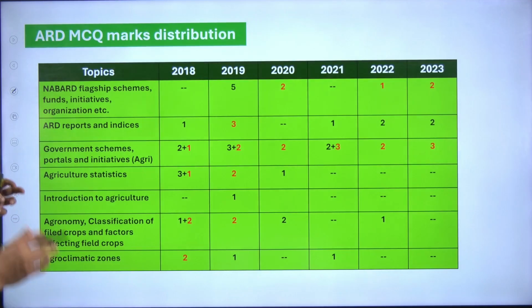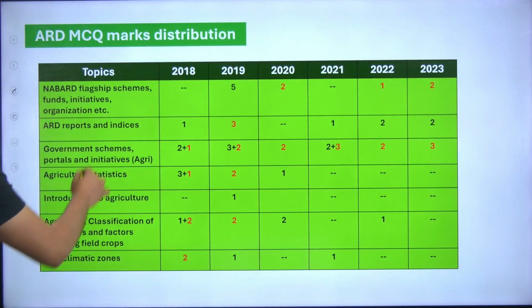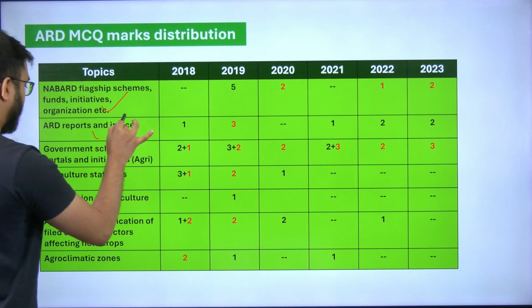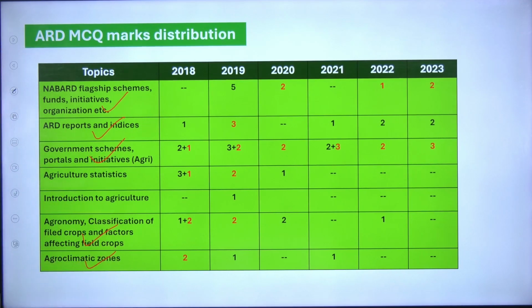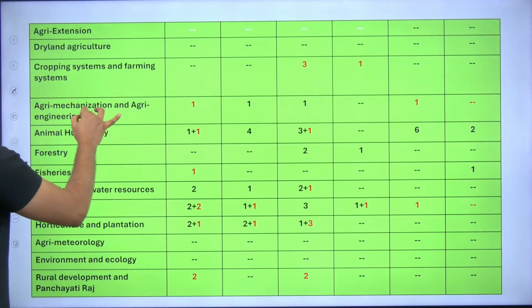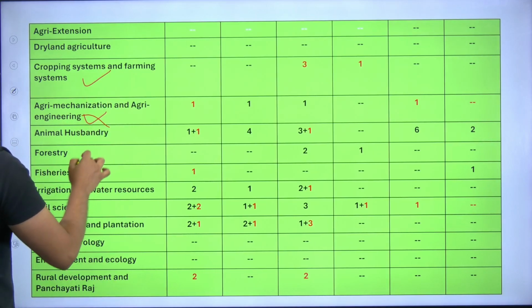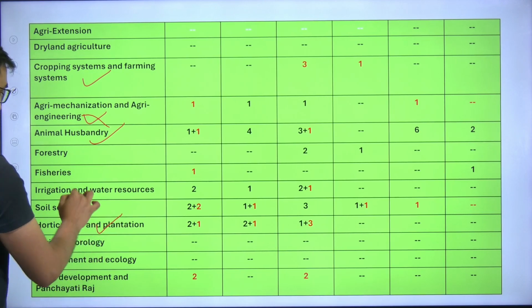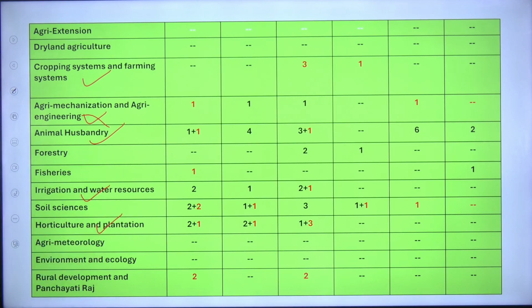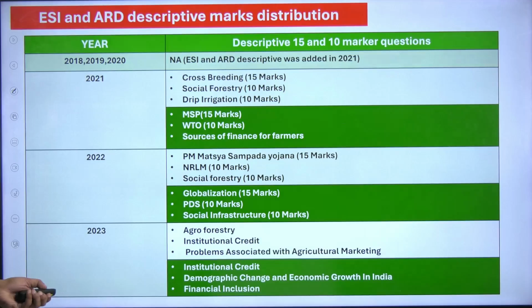When we talk about the ARD MCQ mark distribution, similarly, NABARD flagship schemes, ARD reports, government schemes, agronomy, agroclimatic zones, agricultural statistics, and more importantly cropping system, cropping pattern, animal husbandry, horticulture, plantation, and irrigation and water resources. These are some of your topics.